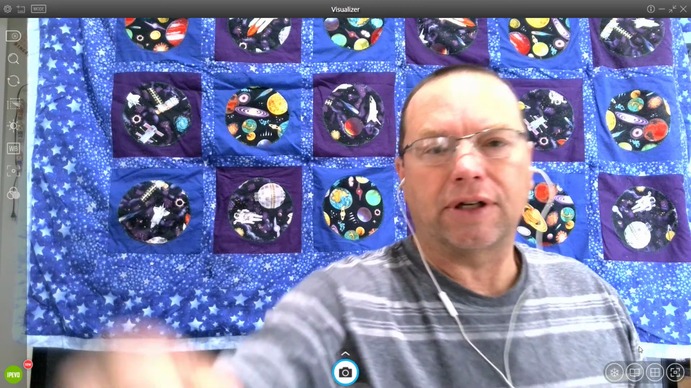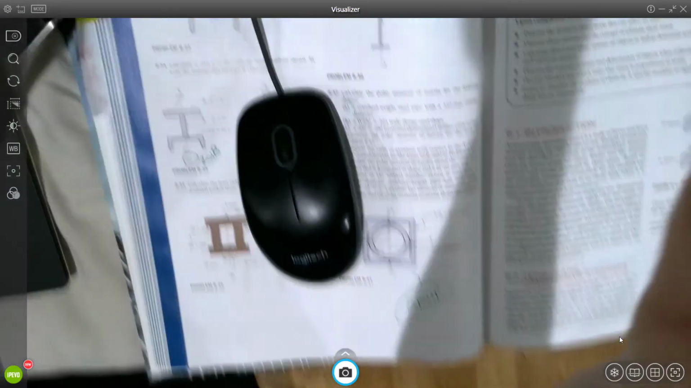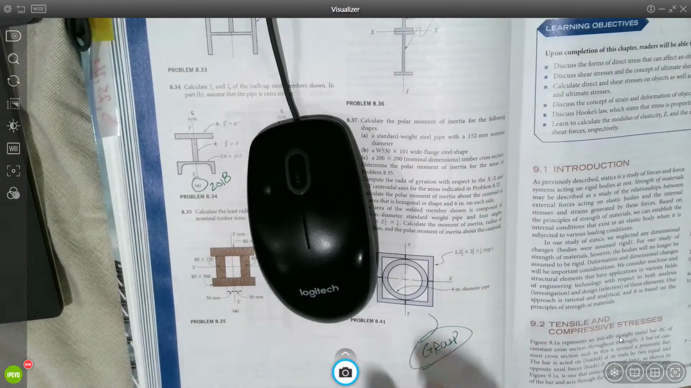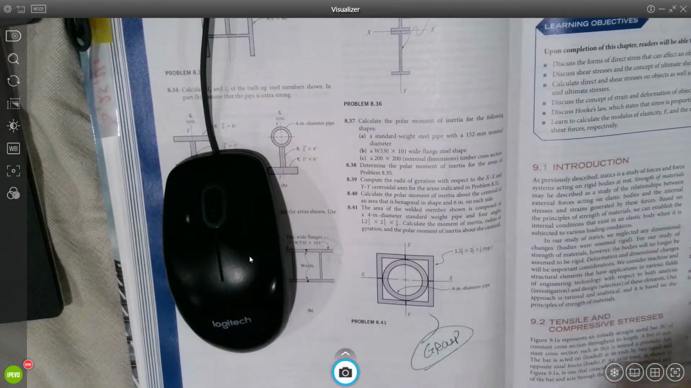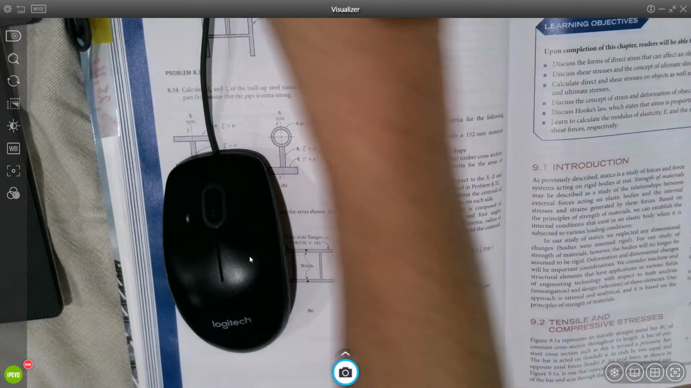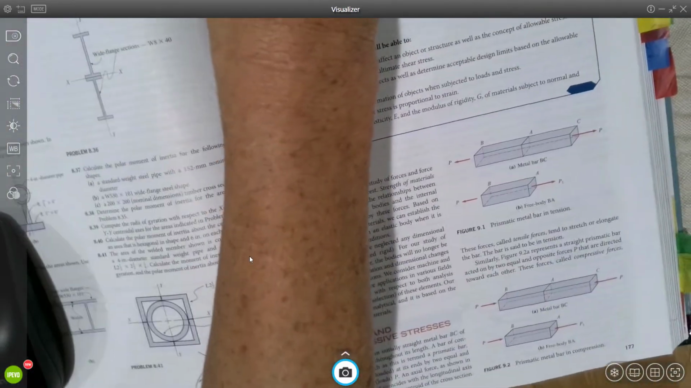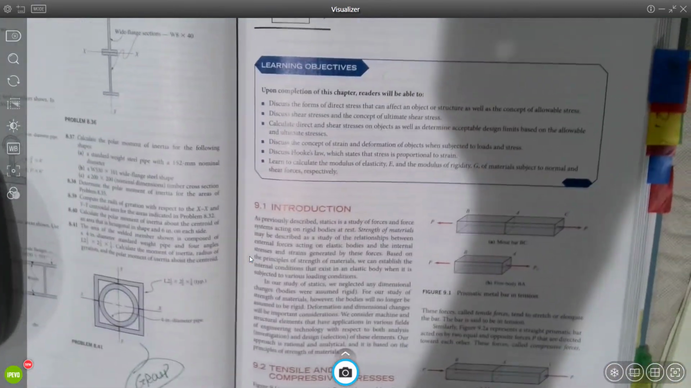Most of your lessons are going to come to you like this. We'll work out of the book some, and we will work with pencil and paper. So Chapter 9 is all about stresses and the introduction of stress.